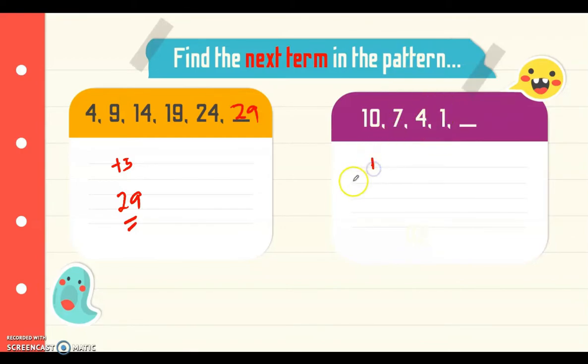So 1 minus 3. How do we subtract integers? We change the sign of the subtrahend, then proceed to the rule of addition. And in adding unlike signs, we subtract. So 3 minus 1 is 2. Copy the sign of the greater absolute value, which is 3. And the sign of 3 is negative. Therefore, our answer is negative 2.